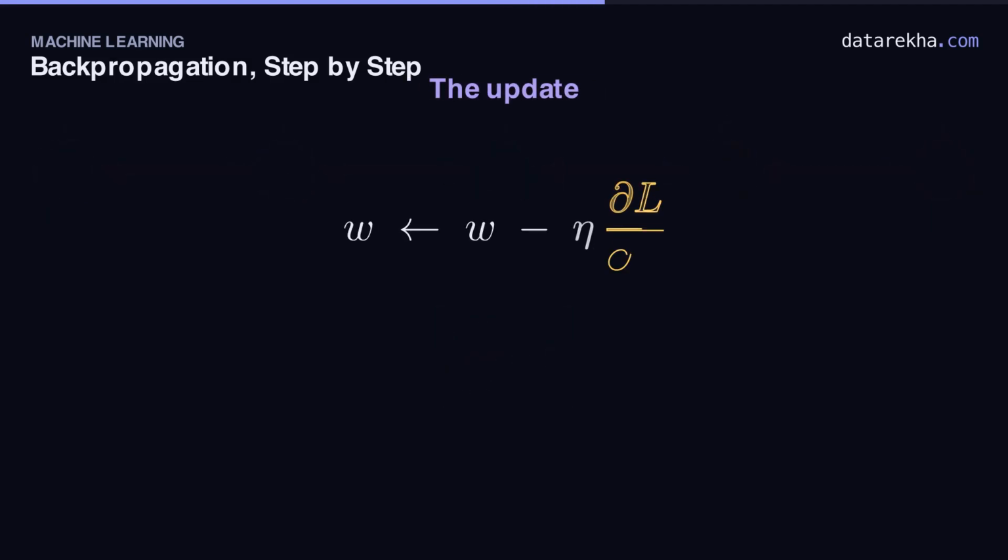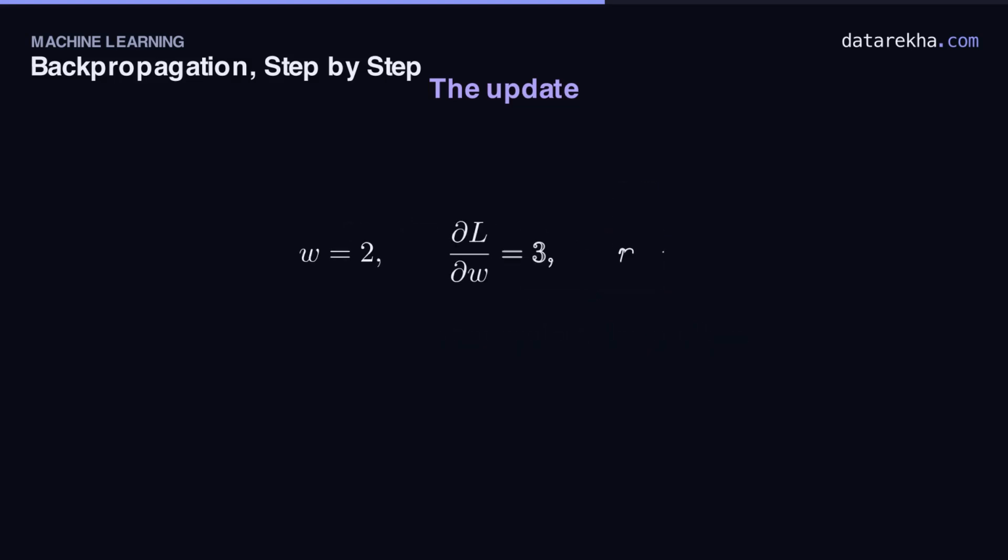A gradient is only useful if we do something with it. Here's the rule that does. The new weight is the old weight, minus a small learning rate, eta, times the gradient we just found. The minus sign walks the weight downhill, toward less loss.